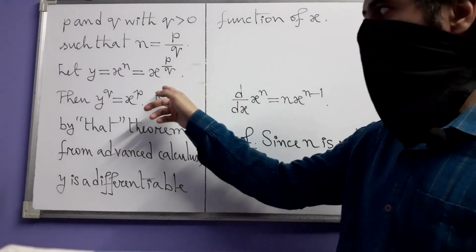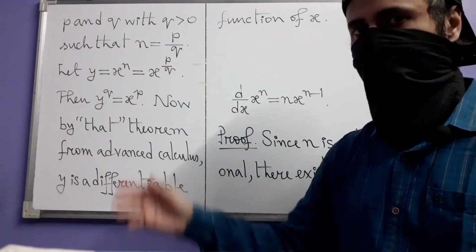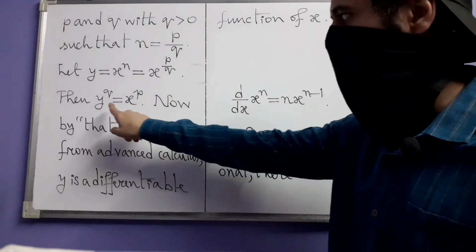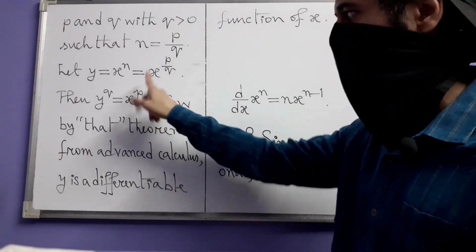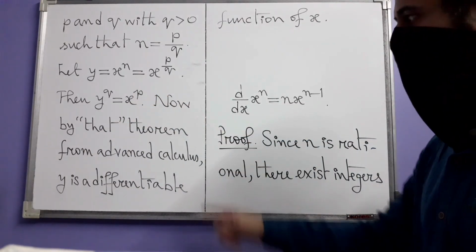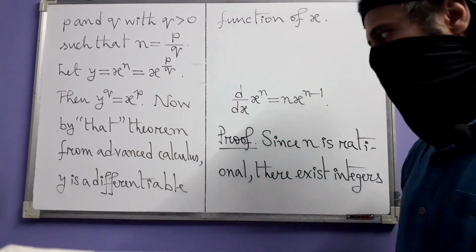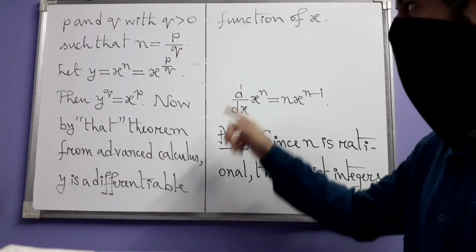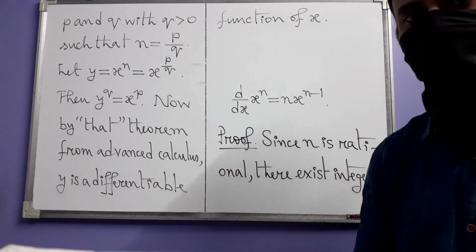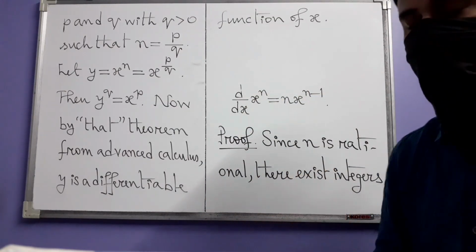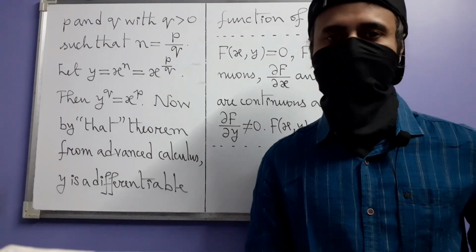Now if you take the qth power on both sides of this equation, then you get y to the power q equal to x to the power p. Now by that theorem from advanced calculus, y is differentiable as a function of x. Which theorem? How did we begin the section?